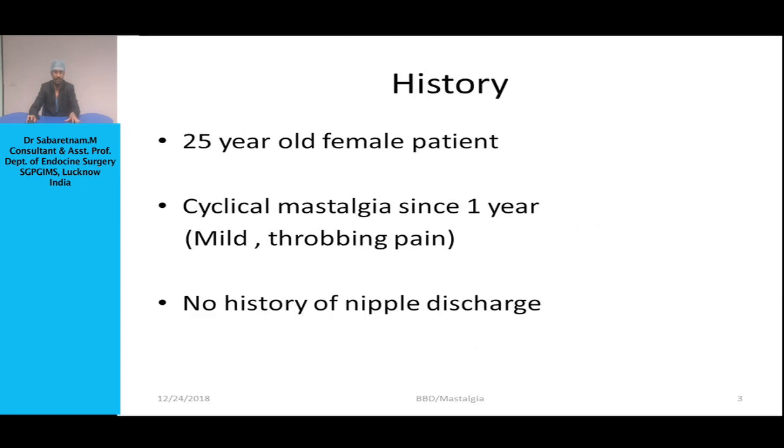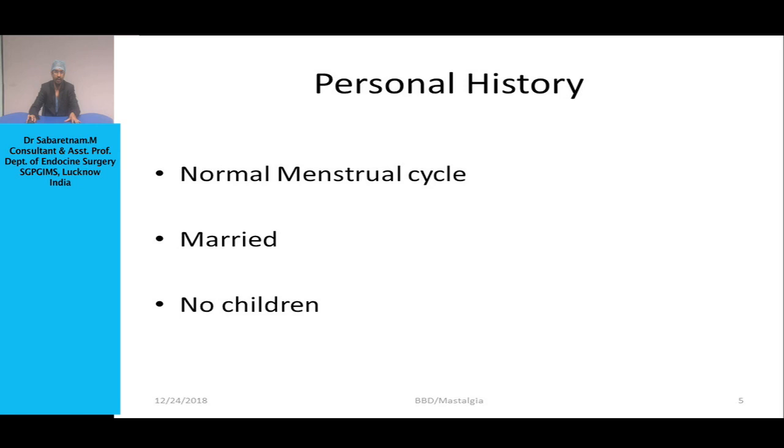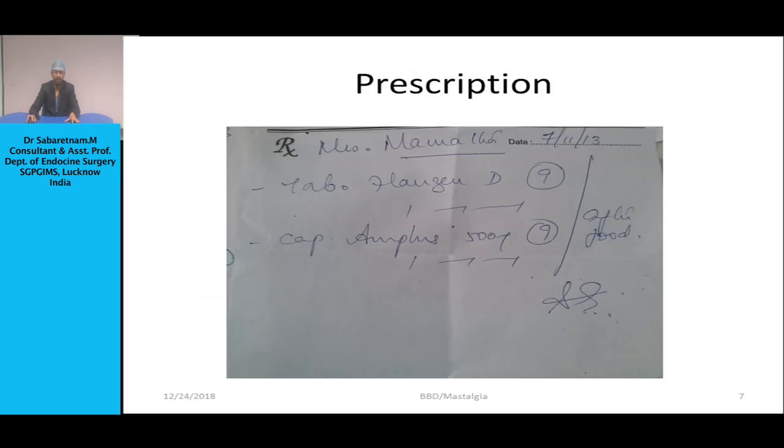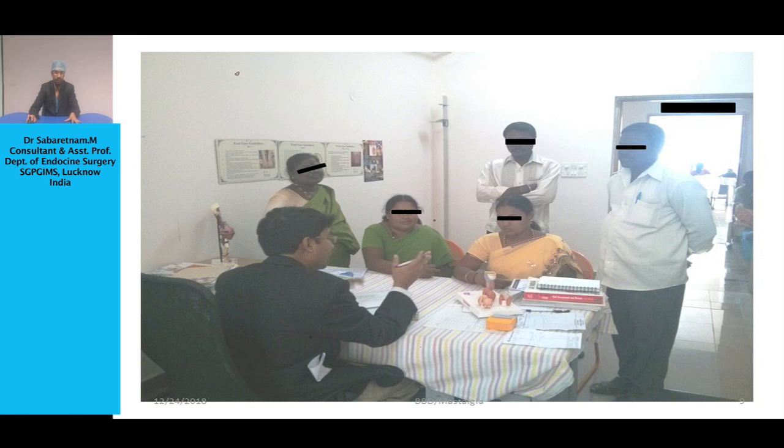Before we go into mastalgia, I will present a case, a 25-year-old female patient with cyclical mastalgia since 1 year, mild throbbing pain during the menstrual period, no history of nipple discharge, no previous surgeries, no history of diabetes or hypertension, with normal menstrual cycles, married with no children, and similar history seen in mother and grandmother. And she went to many physicians. These are different prescriptions of antibiotics, and you can see this patient with her mother and grandmother, husband and father in my chamber.